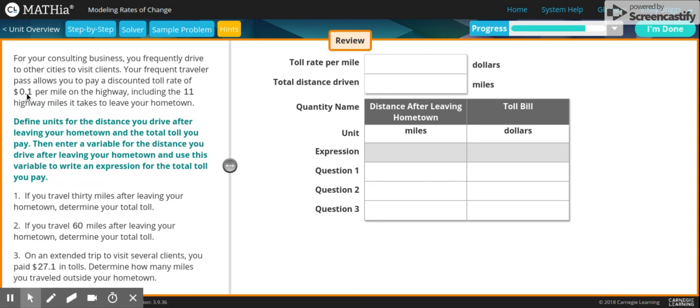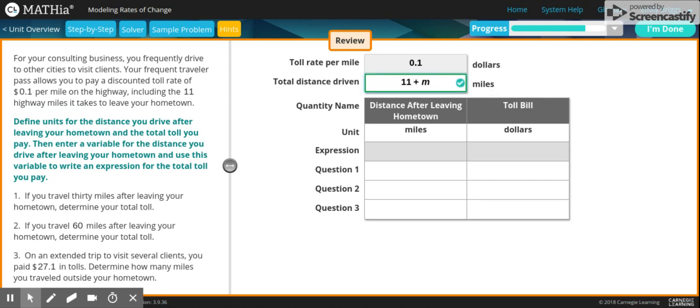It says, for your consulting business, you frequently drive to other cities to visit clients. Your frequent traveler pass allows you to pay a discounted toll rate of 0.1 per mile on the highway, including the 11 highway miles to leave your hometown. So the toll rate per mile, it says, is 0.1. So then total distance driven is 11, and then my variable is going to be M because it's the first letter of miles.